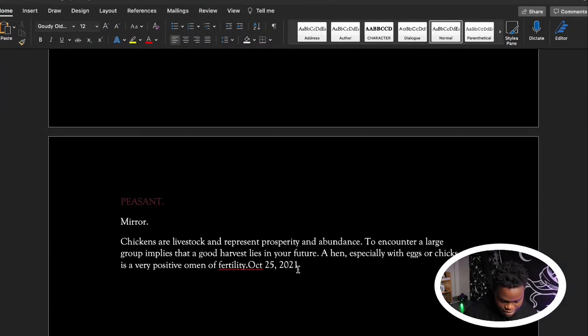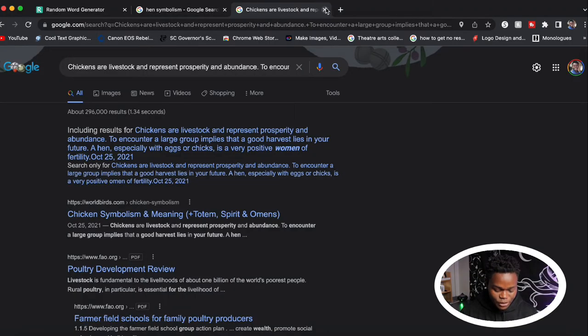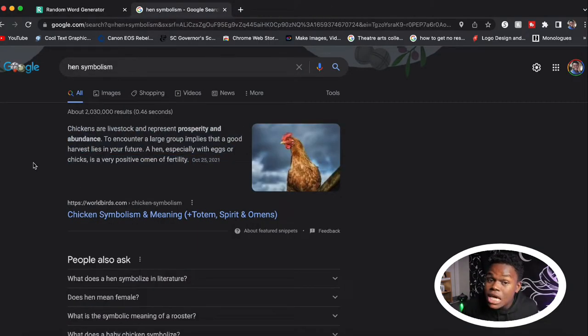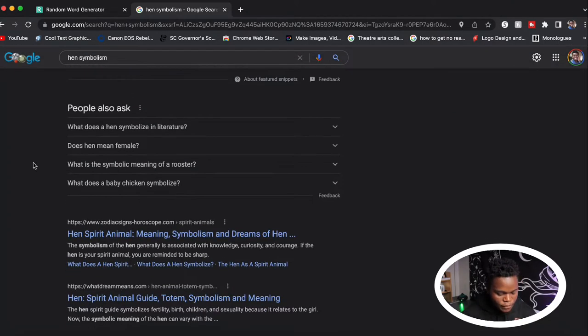I love doing this type of research for symbolism. So to encounter a group of hens is a good sign. A sign of good luck, fertility, prosperity, and abundance. So now we just have to dive in. So first I want to say, yes, the title is Hen. We're going to go with that because we have to. Peasant, I don't know where that's going to go.